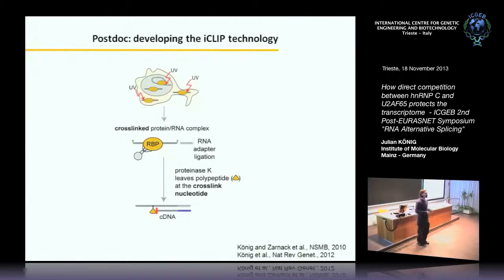And then when you do reverse transcription, a majority of these cDNAs will exactly truncate at the site of the peptide. And then when you prepare high-throughput sequencing libraries out of these cDNAs and sequence into the truncation site, this provides you very high resolution information about where the protein was sitting on the RNA.